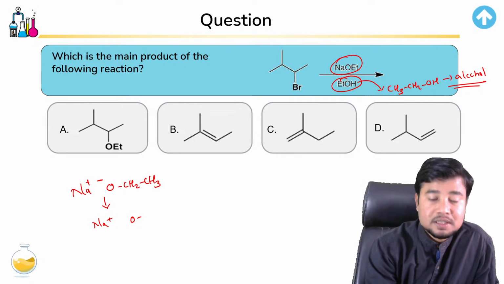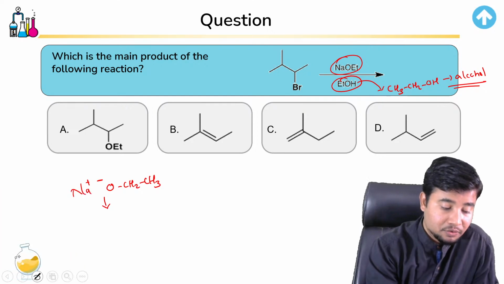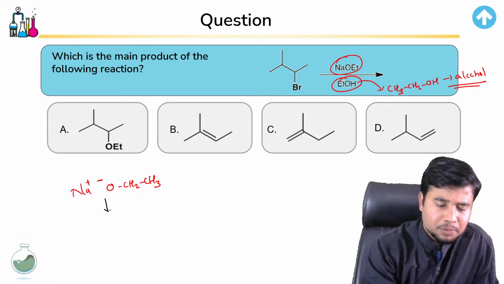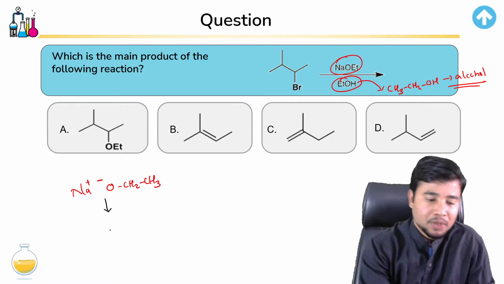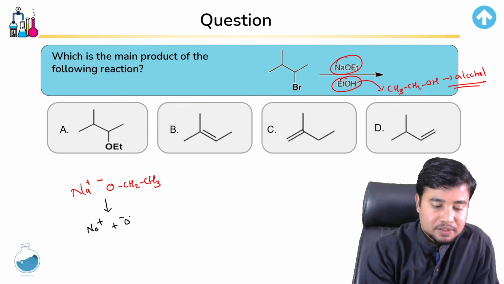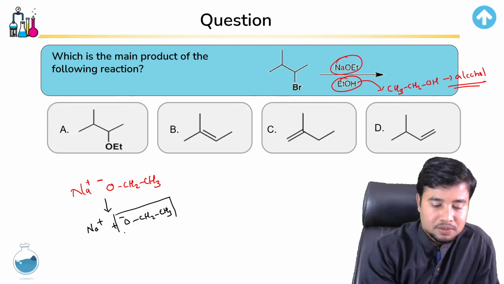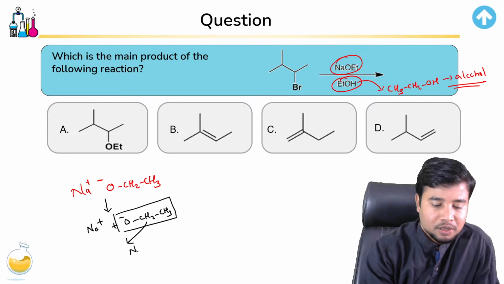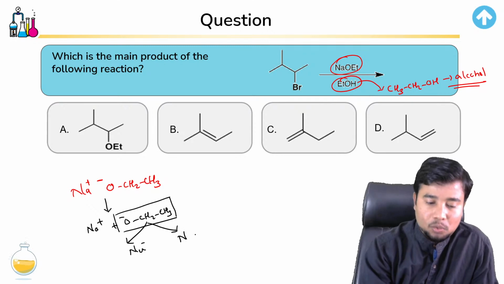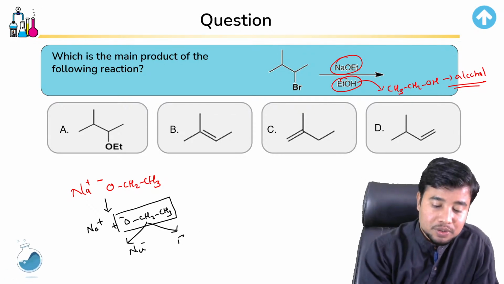This OEt minus is going to have two types of behavior, and this behavior would decide the fate of the reaction. What are the behaviors that NaOEt would have? Let me just tell you. One thing that it would give you is Na plus. The other thing is O minus CH2CH3. Now this can act as either a base or a nucleophile. We would need to decide, would it be better acting as a base or a nucleophile? How would you decide that?